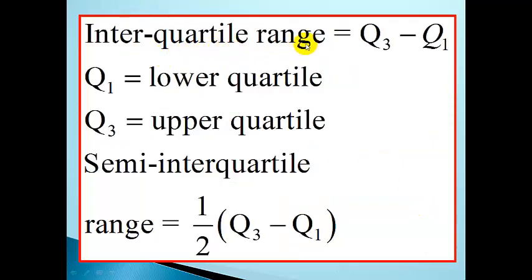Now the interquartile range is equal to Q3 minus Q1, where Q1 is the lower quartile and Q3 is the upper quartile. So when we subtract the lower quartile from the upper quartile, we have what we call the interquartile range. Now the semi-interquartile range is half of Q3 minus Q1. That is half of upper quartile minus lower quartile.